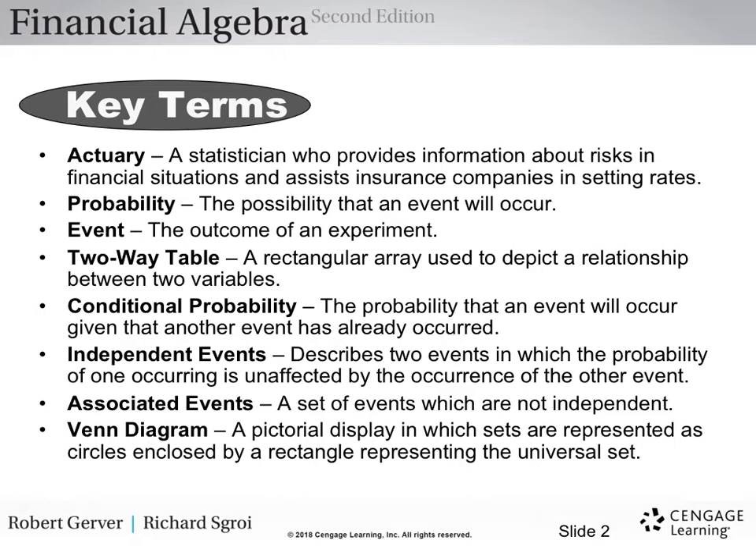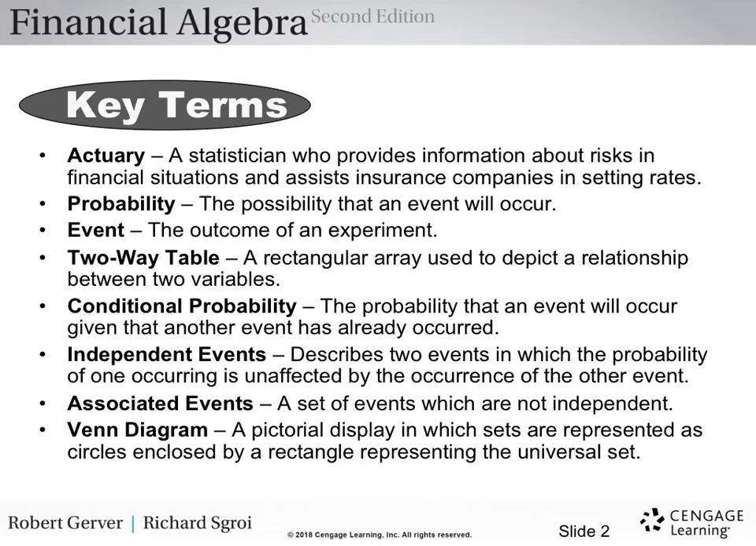This is a statistician who provides information about risks in financial situations and assists insurance companies in setting rates. This is why insurance companies always tend to hire math majors, because they need people to look at the statistics and assist them in setting rates and seeing what are good risks and what are bad risks.